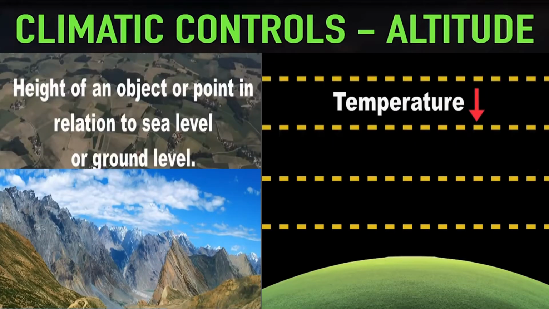The next factor is altitude. Children, as we know, the higher we go, the colder we get. As we move away from the sea level, the temperature of that place becomes very, very cold. This is called altitude. Altitude means height above the sea level. So as we go away from the sea level, or to a higher level, that place tends to be much cooler than those places which are at the sea level.